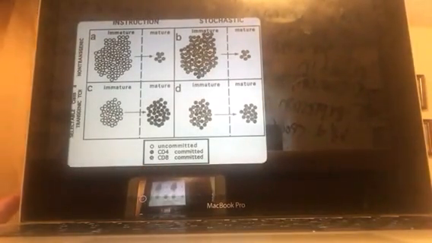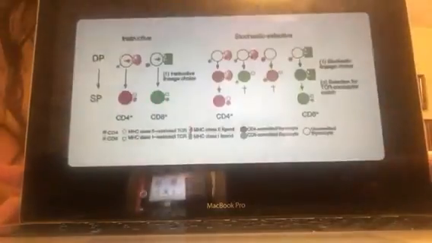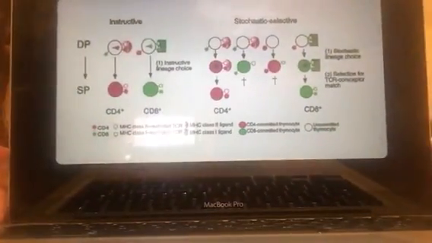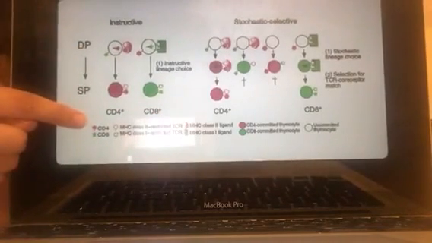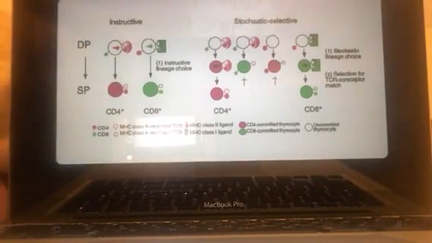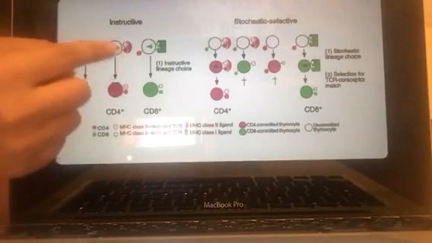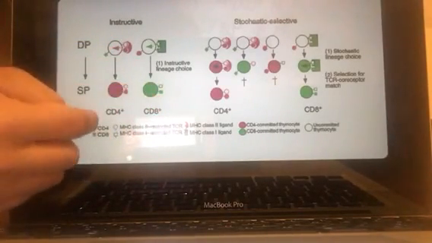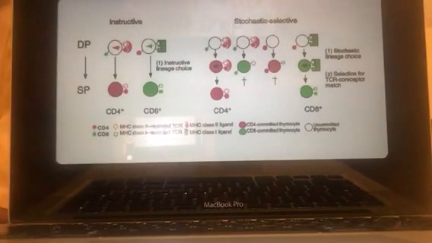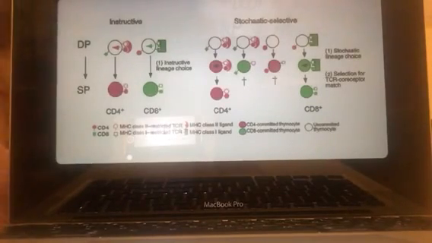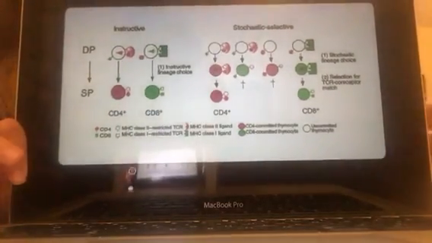Now we'll go to the next one. This again compares them, and you see what you get here. In this one, the pink is the CD4, and the square is the CD8. This one shows more. So an example of the instructive model would be if a thymocyte randomly generated a TCR with an affinity for the MHC class 1, which is kind of what we're showing here.